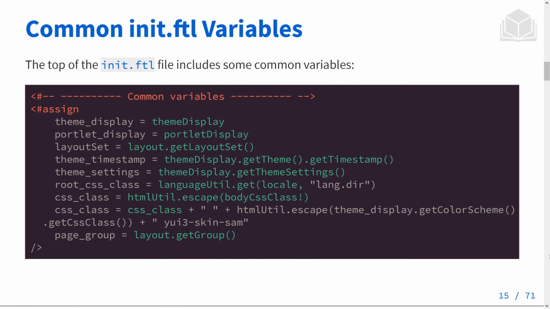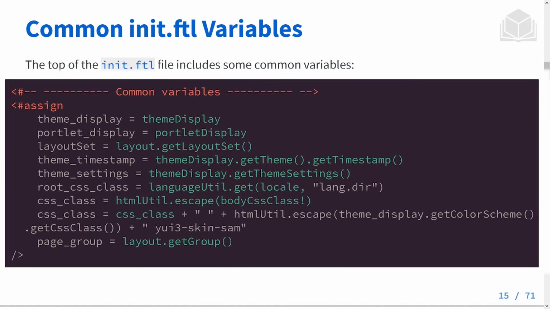Now, at the top of the init.ftl file, you'll find many commonly used variables, such as theme display, portlet display, or things like the CSS class, which are used to add the CSS classes to the body tag in your portal normal.ftl. Okay, it's time for a knowledge check. Pause the video, see if you can answer these questions, and then come back and we'll go through it together.